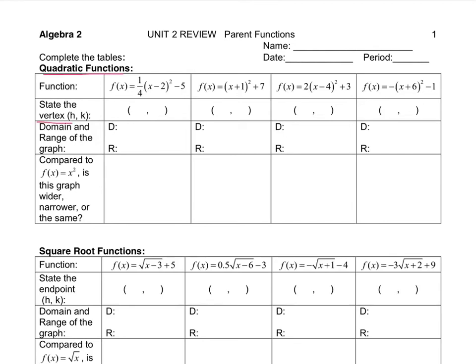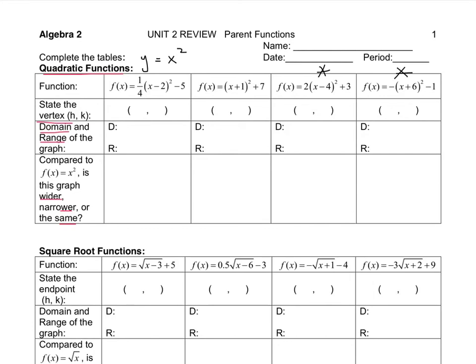You have to state the vertex, domain, range, and decide whether it's wider, narrower, or the same width as the parent function. Now, the parent function of quadratic functions is y equals x squared. I'm going to be doing this one and this one. So let's start with the vertex.